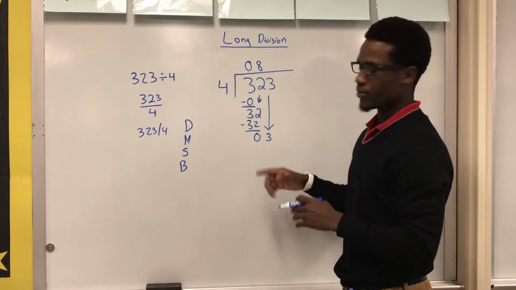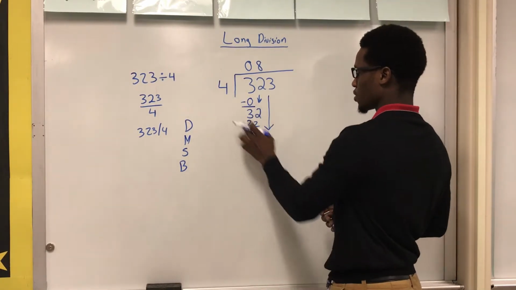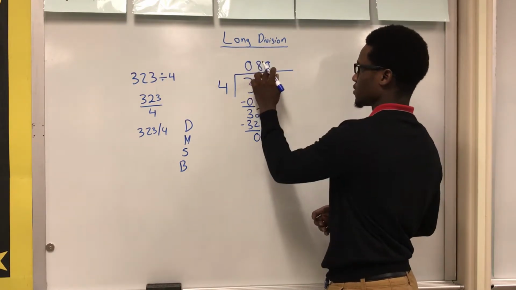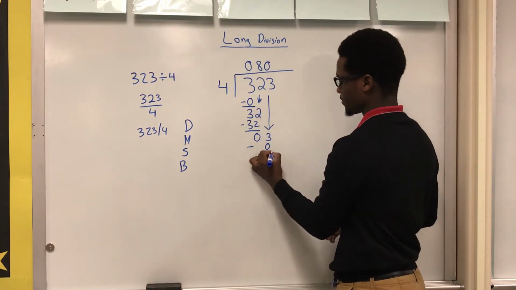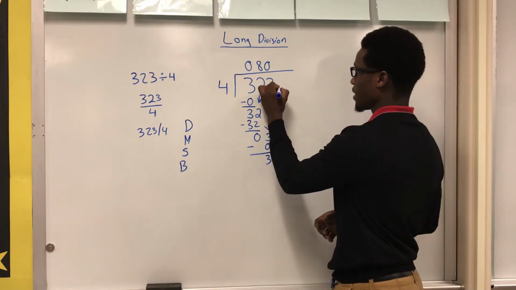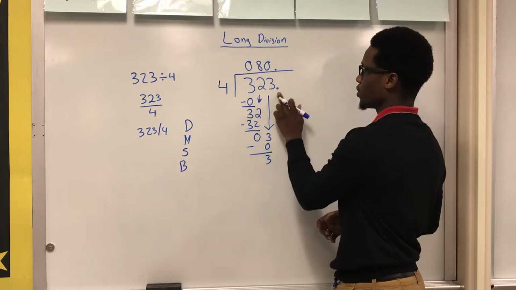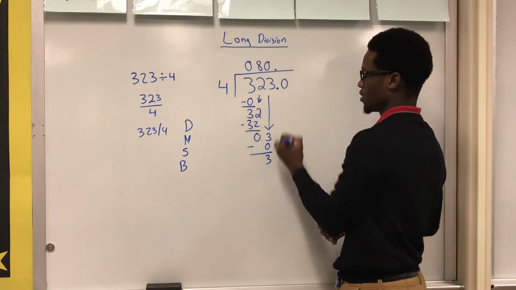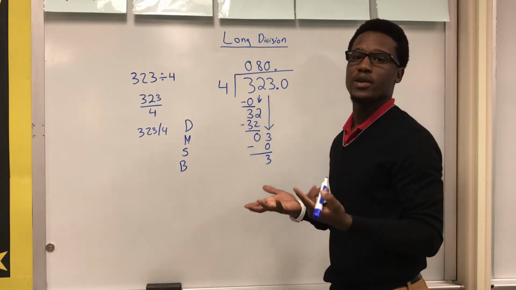But let's go through the DMSB again. So 4 goes into 3 0 times. 4 times 0 is 0. And then we're going to subtract. And then this is the point where we make our decimal point and put a 0. Because we have a remainder, we can't just leave that remainder there.